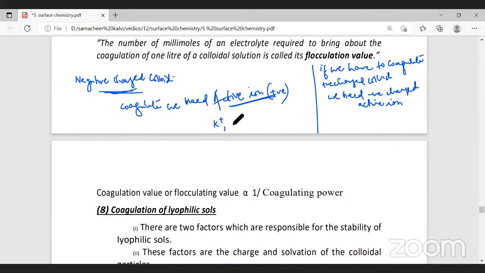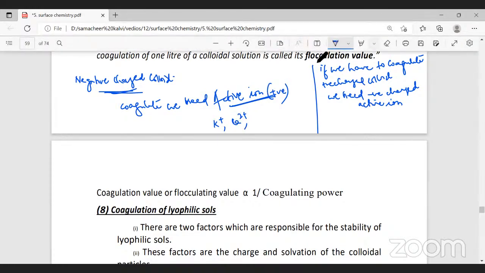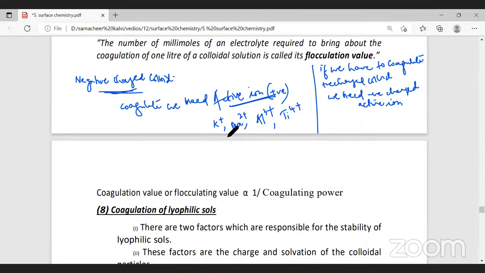K plus, I can write Ca2 plus, or maybe barium instead of Ca. We can write aluminum 3 plus. We can write titanium 4 plus. All these are active ions, but all these are positive ions. The active ion amongst these will be titanium. So the coagulating ability of titanium 4 plus will be greater than aluminum 3 plus, greater than barium 2 plus, greater than sodium plus or potassium, whatever, or monovalent.